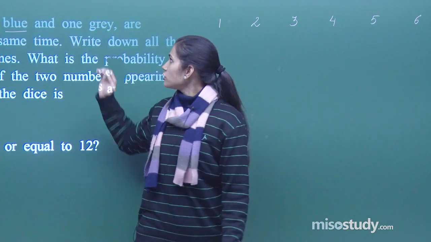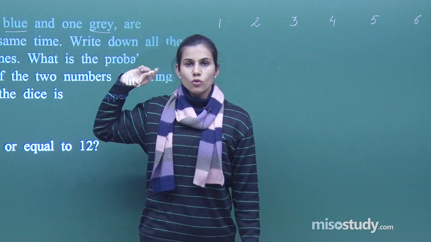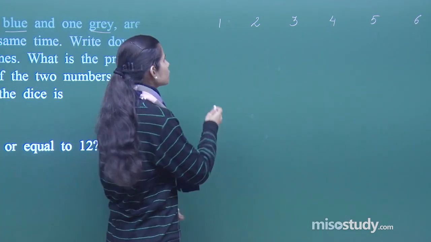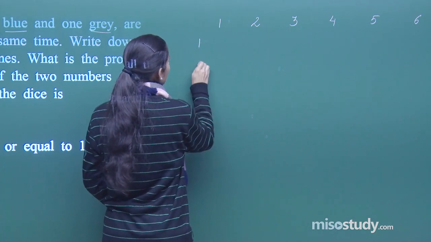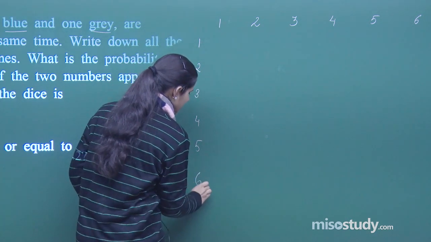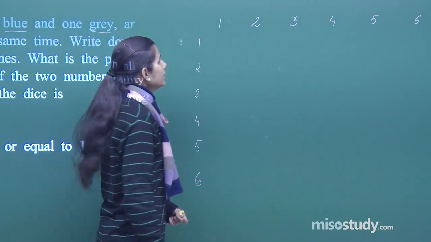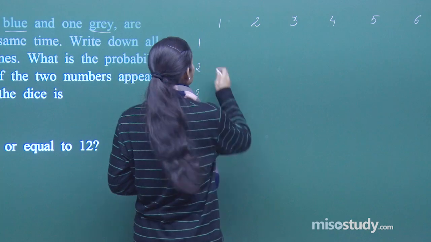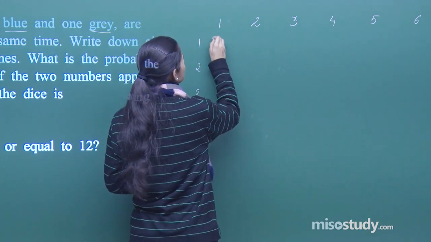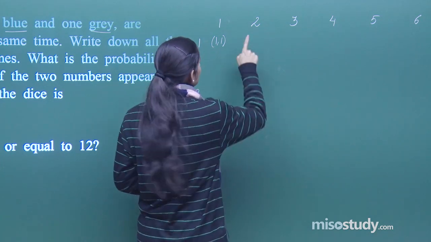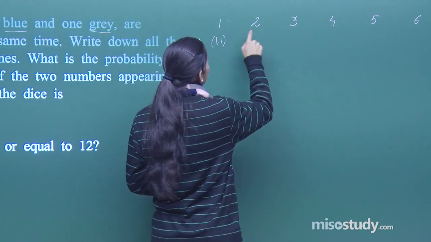Now comes the question of the grey die. When I throw the grey die individually, I again get outcomes from 1 to 6, so that I write vertically: 1, 2, 3, 4, 5 and 6. Now both are being thrown together. So you can get 1 on the first die and 1 on the second die. That outcome you write like this. 1 on the first die, 2 on the second die.